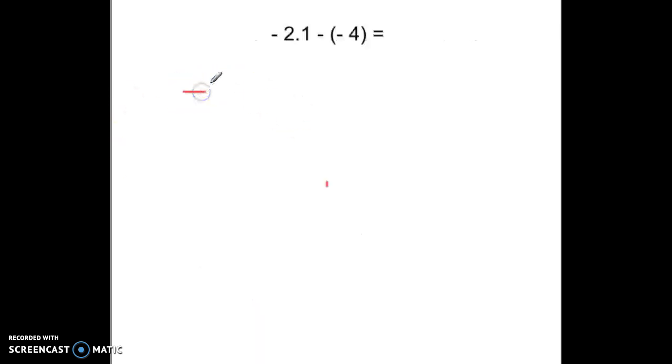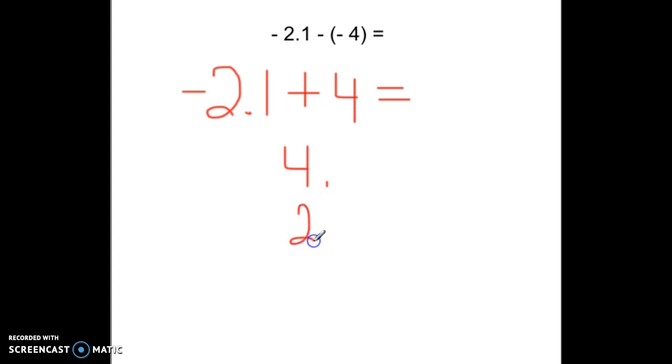Okay, so the first thing it said to do was rewrite it using add the opposite. So in this case it's going to be 2.1, subtraction becomes addition, negative 4 becomes positive 4. So as we look at this, we have to decide, are we going to add or subtract? Well, the signs are different, so in that case it means we'll subtract. And we're going to line up our decimals.